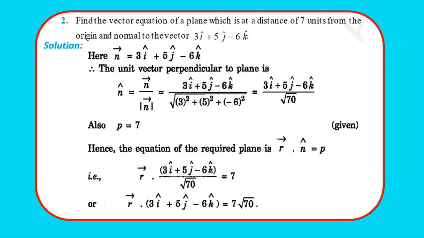So finding n cap, which is equal to vector n upon magnitude of vector n, which is equal to 3i plus 5j minus 6k upon under root 3 square plus 5 square plus minus 6 square. So we get n cap equals 3i plus 5j minus 6k upon under root 70. Also distance p is given to be 7. Therefore the vector equation of the required plane is r dot n cap equals p. So putting the values, we get r dot (3i plus 5j minus 6k) upon under root 70 equals 7, or r dot (3i plus 5j minus 6k) equals 7 into root 70. Clear?